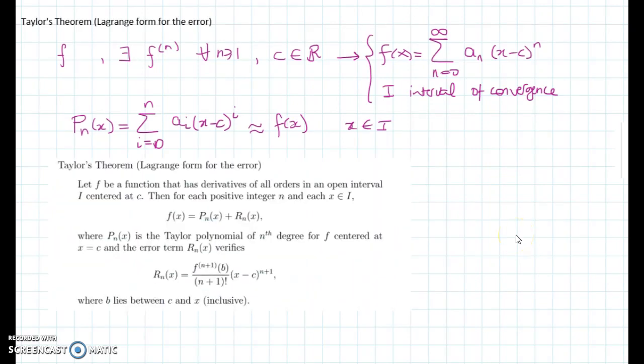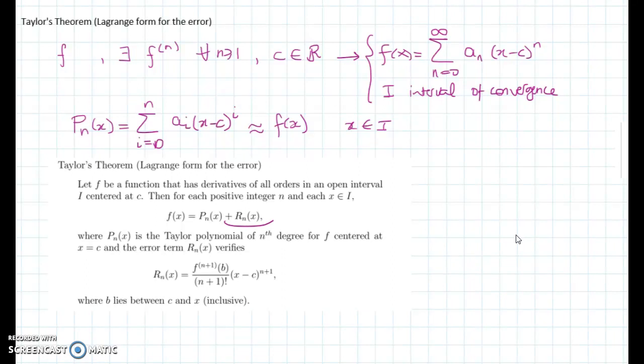The theorem we're talking about is Taylor's theorem, also known as Lagrange form for the error. So we have the function that has derivatives of all orders in some interval centered at c, and then for each value of x in the interval, we write the value of the function at x as the value of the polynomial plus something else. The polynomial is a Taylor polynomial of degree n, and then this R_n we have over here is what we call the error term.